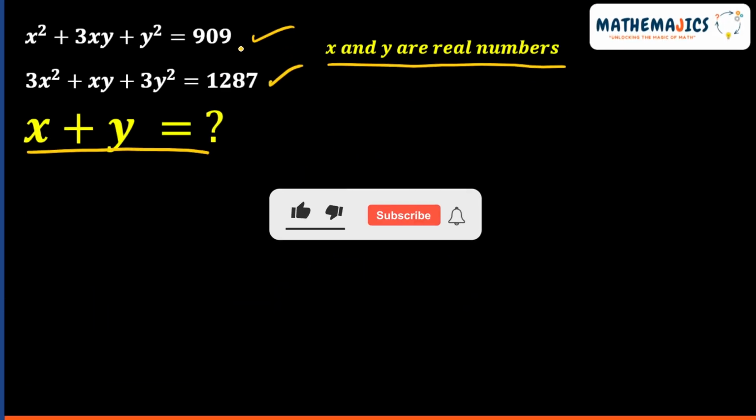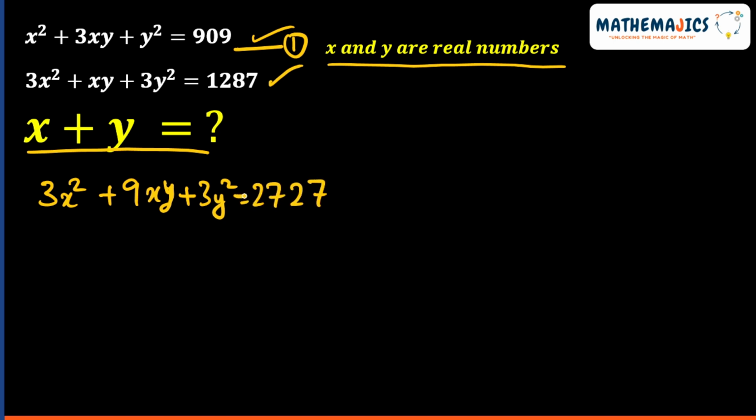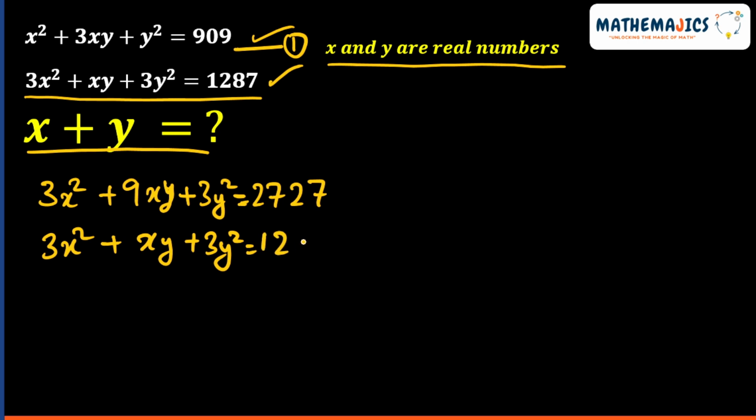First of all, what we can do is multiply this first equation by 3. I'll tell you why we are doing so. If we multiply the first equation by 3 on both sides, we will get 3x square plus 9xy plus 3y square is equal to 2727. Correct. Now we can write this equation exactly below the second equation. We will get 3x square plus xy plus 3y square is equal to 1287.